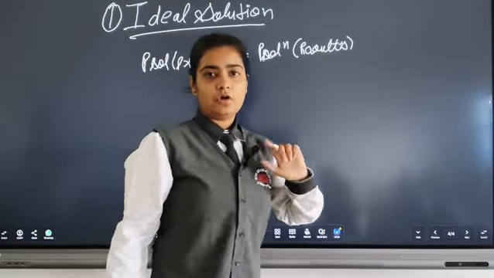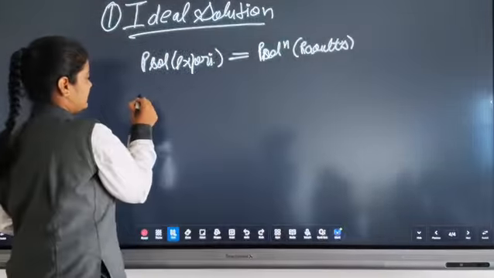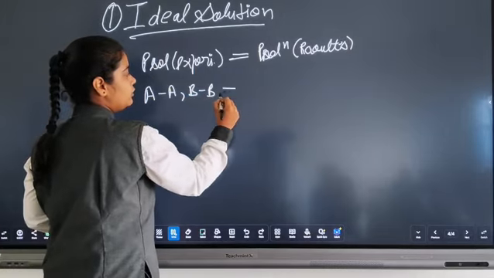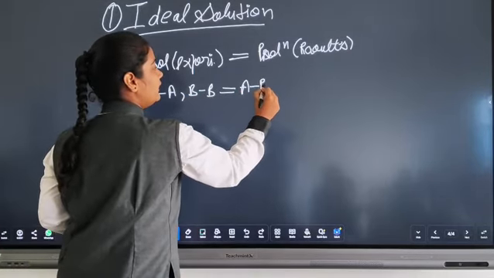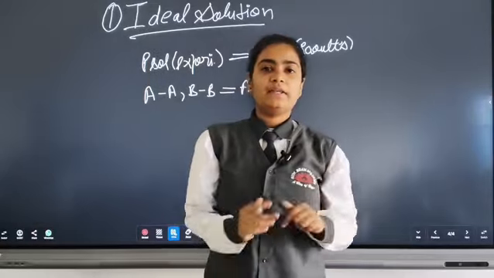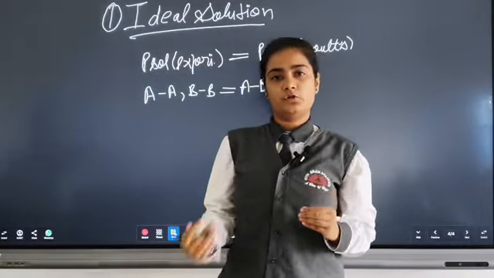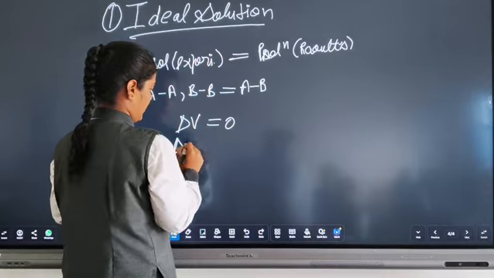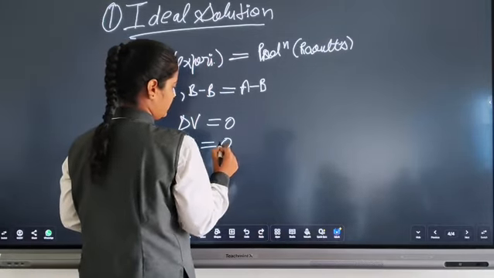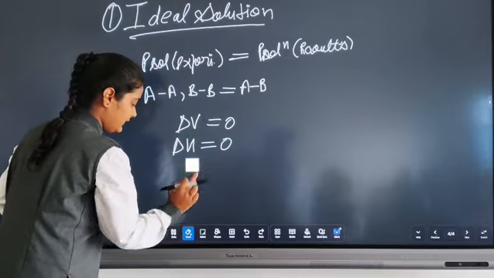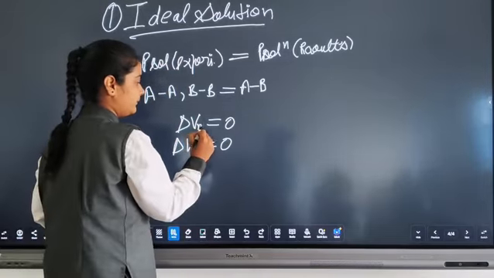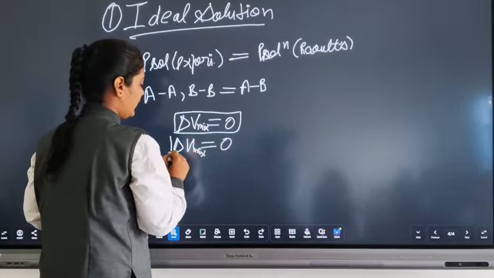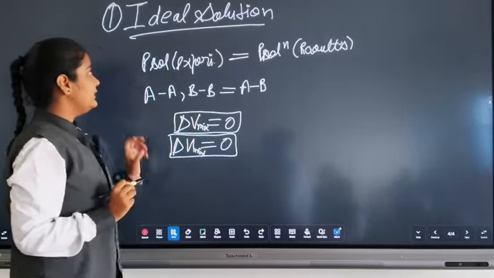Now we will talk about intermolecular forces. For an ideal solution, the interaction between the same components is always equal to the interaction between different types of components. In this, there is no change of volume and no heat gets released or absorbed. It means change of volume is equal to 0 and change of heat is also equal to 0. Why are we talking about heat? It is related to enthalpy. On mixing the components, the change of volume is 0 and the change of enthalpy is also 0. This is all about the ideal solution.